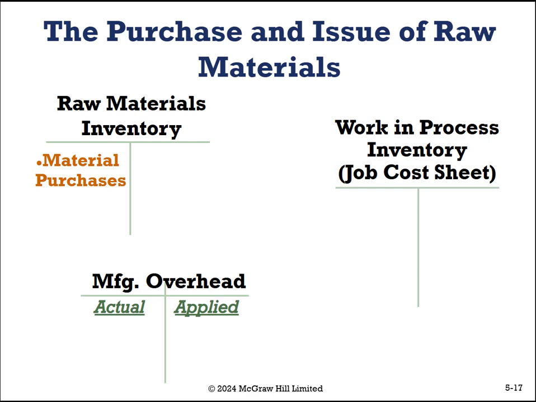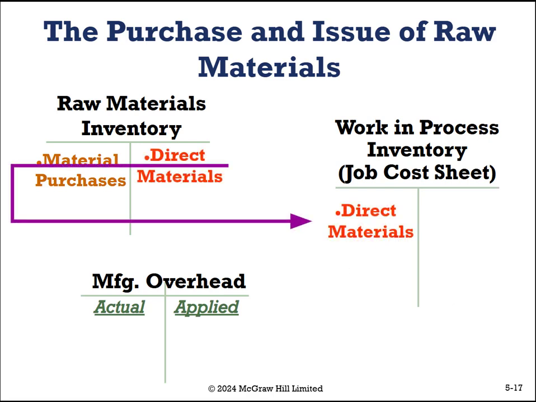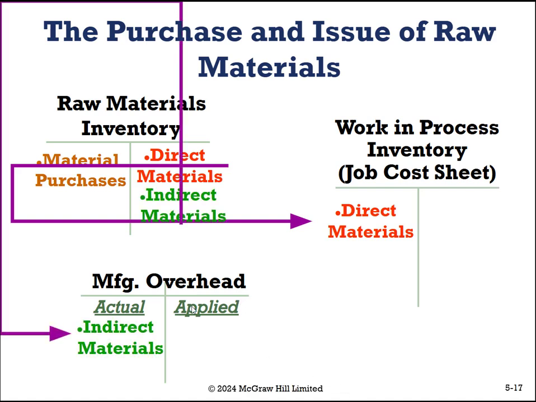Okay, so we discussed previously that we would have purchase and issue of raw materials. So we would go through our raw materials and they would then go to our work in process inventory through our job costing sheet. There'd also be some raw materials that get used and then are in our actual bucket of manufacturing overhead. So it'll be a debit to the T account here. All right, so let's take a look at that in Excel.